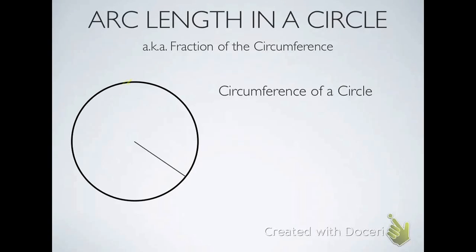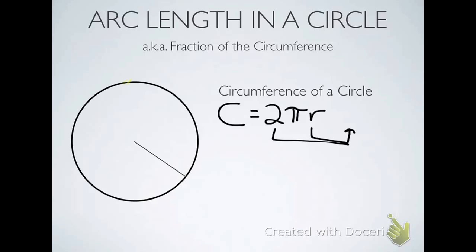In order to find the arc length in a circle, we need to think of it as a fraction of the circumference. So in a circle, we have something called the circumference, which is the distance around the circle. And we typically have the formula that the circumference equals 2 pi r, or since we know that 2 times the radius is the diameter, it's just pi times diameter. But for the sake of this, we'll use 2 pi r.